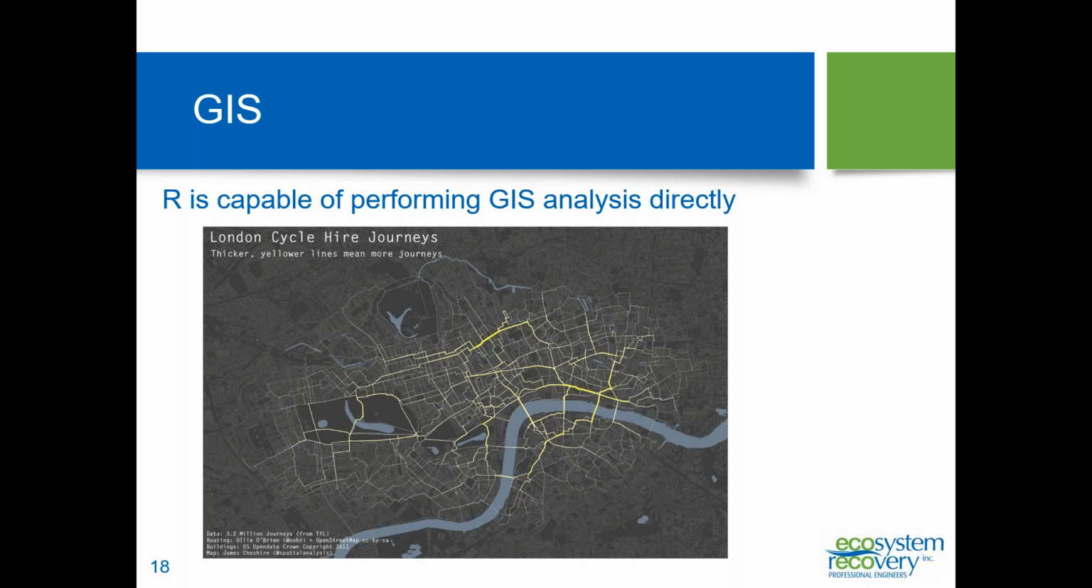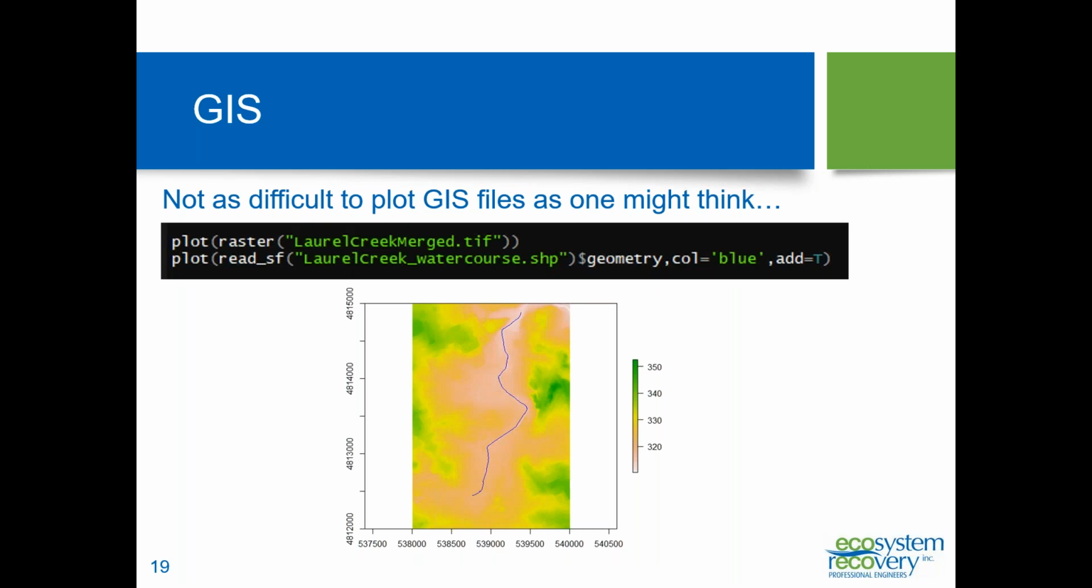As I mentioned, R is capable of performing GIS analysis directly, so you can do importing shapefiles, rasters, clipping operations, all those sorts of things, and make as well high quality outputs with it. And just to show that using GIS in R is not quite as difficult as one might think, this is just a very basic plot with a raster and putting a shapefile of a creek over top of it, and it basically comes out to just importing the data and plotting in 2 commands. So it's not 23 lines of code to get one plot to work necessarily.